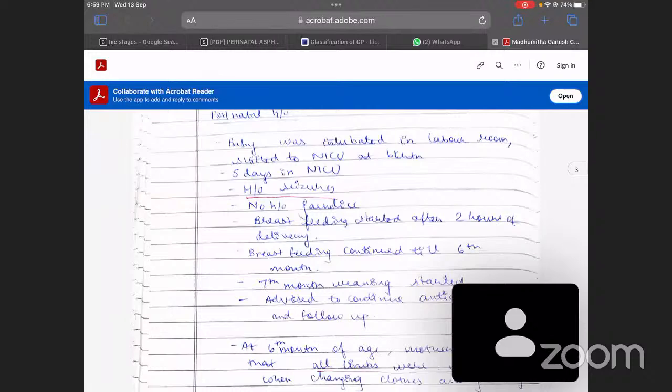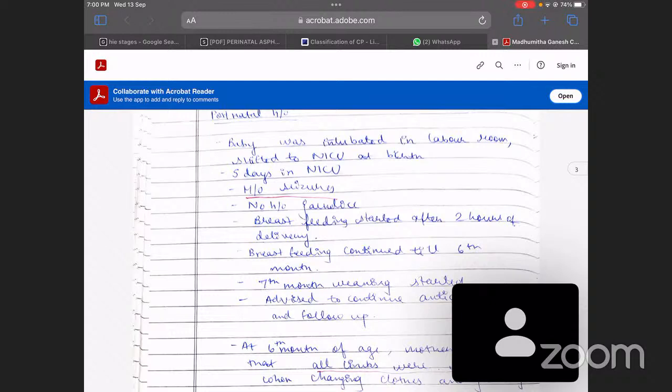Did the child have any feeding difficulty while breastfeeding? Did the mother notice any feeding difficulty? The mother said there wasn't any proper latching, but with time it was fine. Other than that, the feeding was okay. The child was able to swallow the feed. So the point is that the feeding problem was not there.